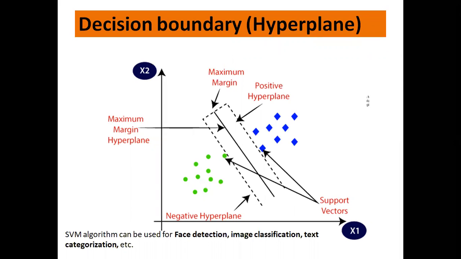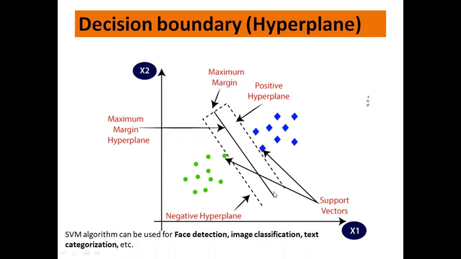Here we plot data items as points in n-dimensional space, where n is the number of features or attributes we have, with the value of each feature being the value of a particular coordinate. Then we perform classification by finding the hyperplane that differentiates between the two classes. This is a hyperplane: a single line separating two data sets into two distinct classes. You can see this is a straight line.